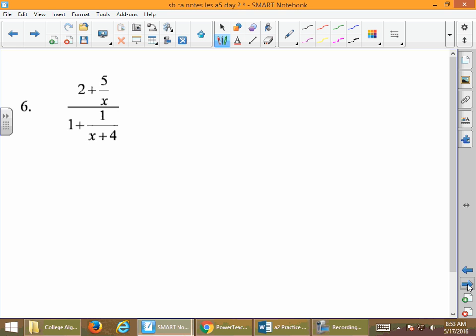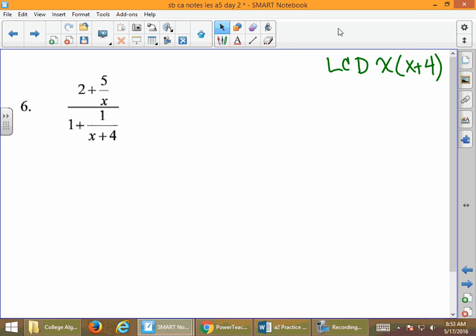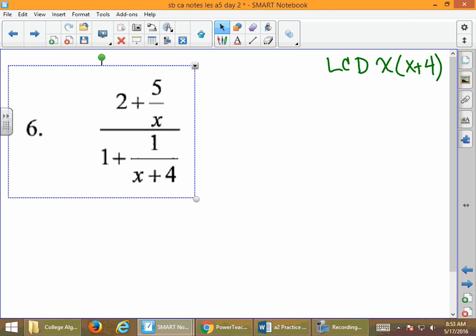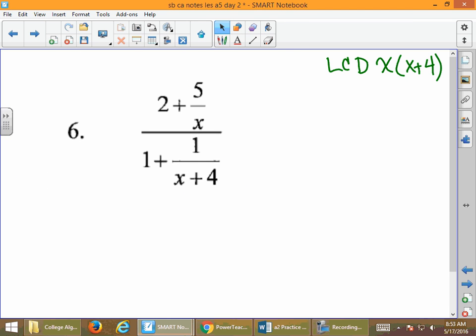So as we get close to finishing here, what's our LCD? X. Oh, it's x plus 4. X times x plus 4. And again, to save a little bit of space and time here, I'm looking up that I can make this bigger.